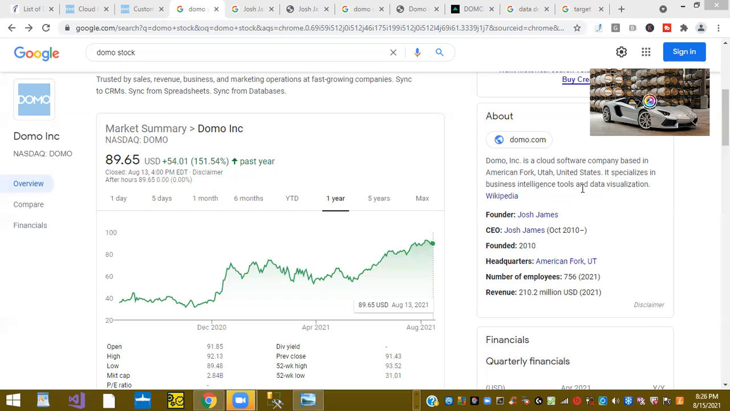In this new economy, in this digital economy, data information is very important. And so we're going to talk about Domo.